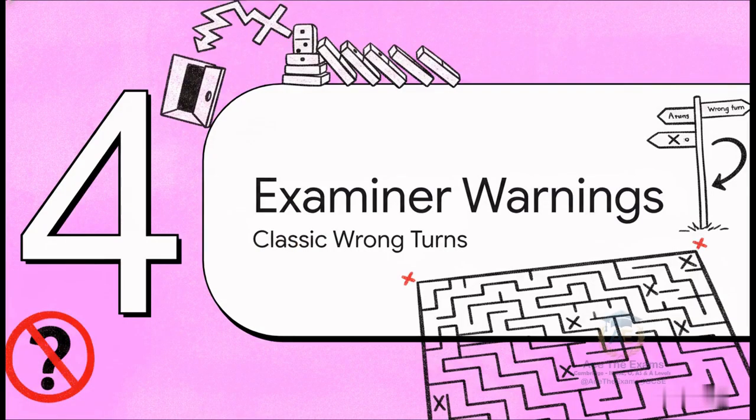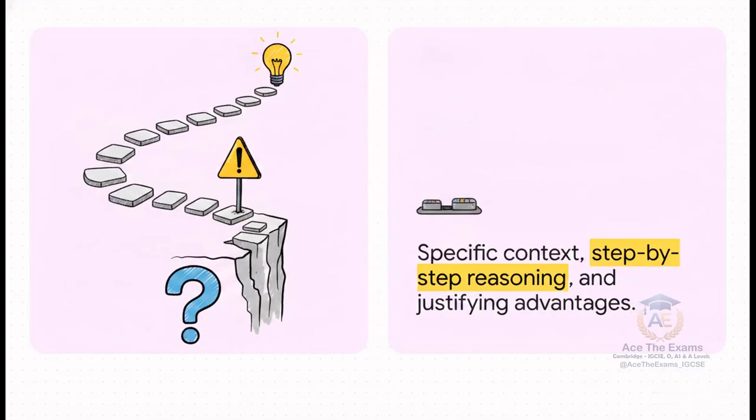Let's move to Section 4, Principal Examiner Warnings. These are the classic wrong turns you need to avoid. It is just as important to know what not to do. Let's bring back our hypothetical student, Sam. Sam's classic wrong turn is vague wording and entirely missing process steps.